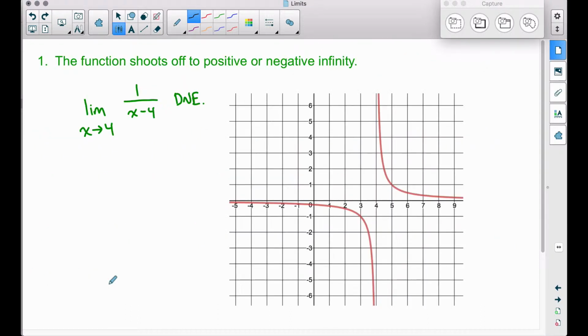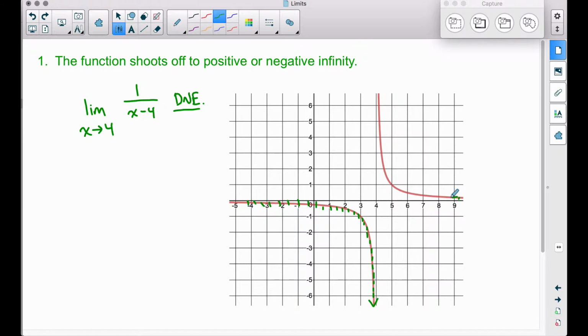So that first case here, the function shoots off to positive or negative infinity. Look at this example here. We want the limit as x approaches 4 of 1 over x minus 4, and I'm already telling you that this does not exist because we're trying to get close to this x value of 4 on our curve. So notice what happens here. I got these little dots, and as I get close to 4, notice these dots start to shoot down forever and ever and ever. It's shooting off to negative infinity.